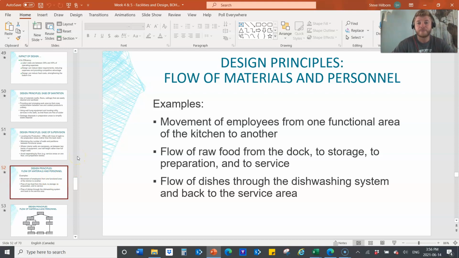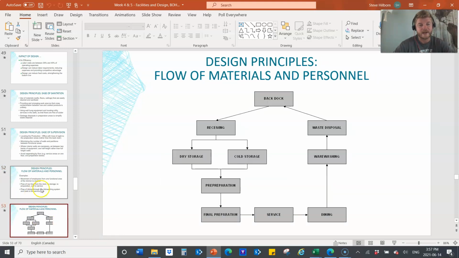And then flows of materials and personnel. So again, this is what we've talked about. It's the three major things in a kitchen: movement of employees from one functional area to another, movement of food, specifically raw food, from storage to prep to service, and then movement of dishes back from the dishwashing system back into the service area. And we've looked at this before, but again, here it is, just to give you an idea of the flow of people and food.